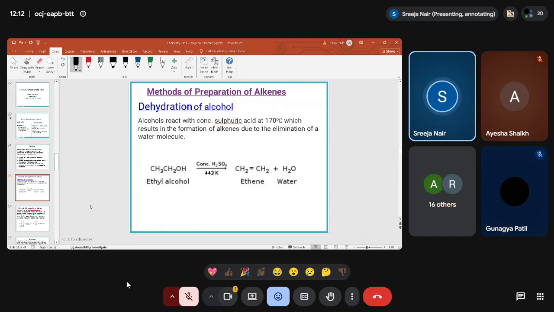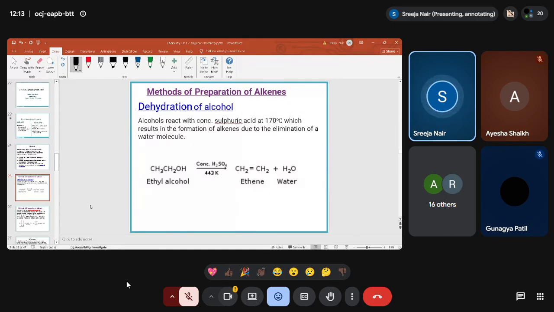Now let us go to the next one, that is the preparation of alkenes. The first method for the preparation of alkene is dehydration of alcohol. Already in your lower class, you have learned two important terminologies, drying agent and dehydrating agent. You have studied the reagents used as drying agents, like calcium oxide, and P2O5 is a drying agent. So there is a difference between a drying agent and a dehydrating agent.